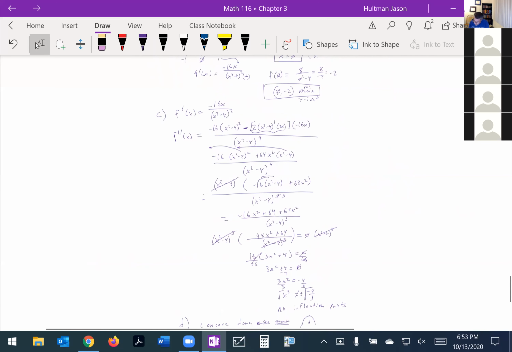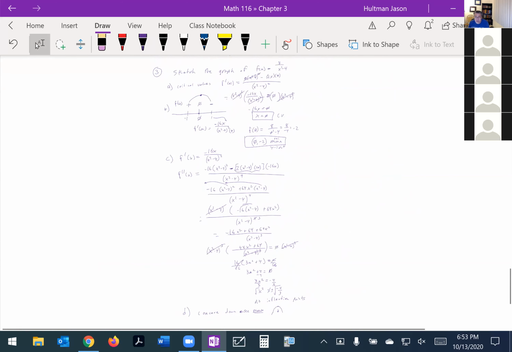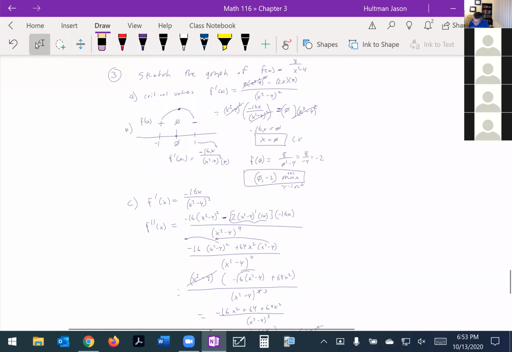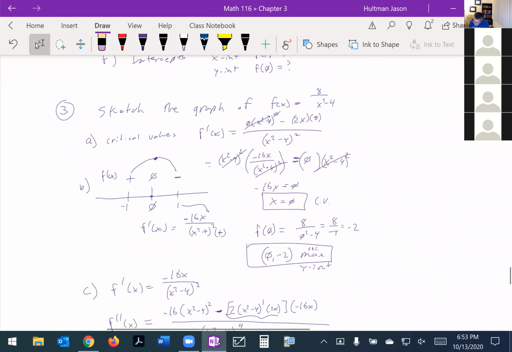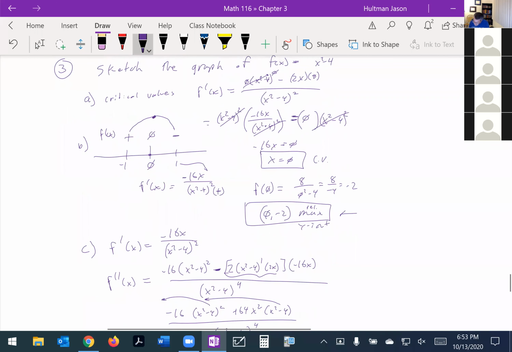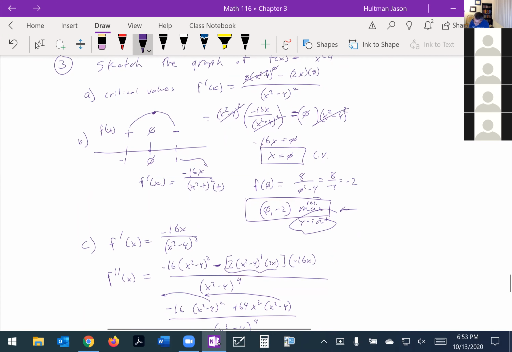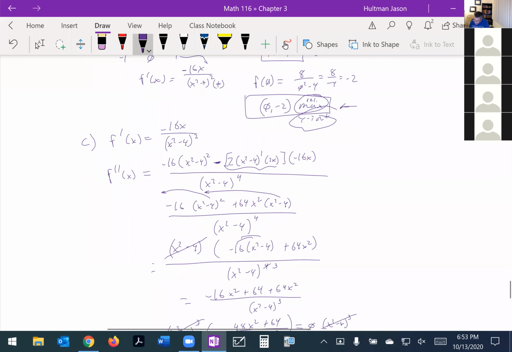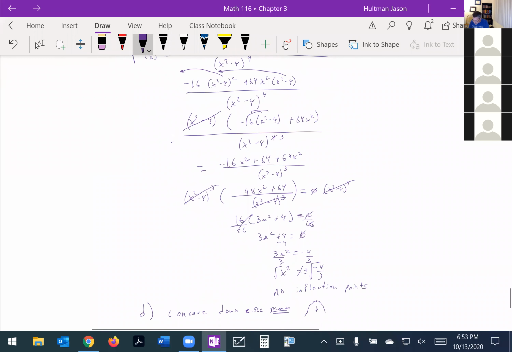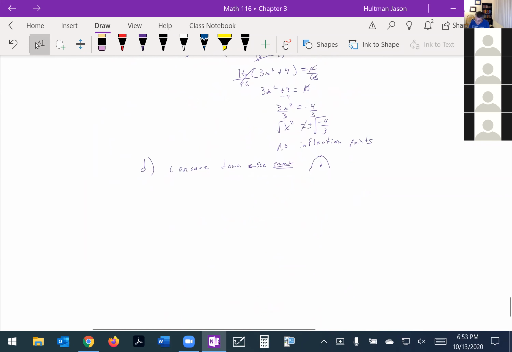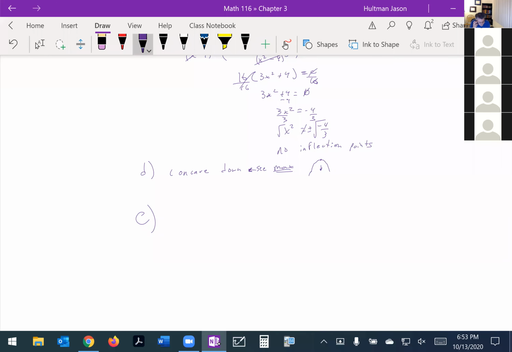Let's zoom out here. What have we found so far? We found that there's a critical value at 0. We found our max, which is also our y-intercept. Our max and our y-intercept. We found that there was no inflection point and it's always concave down. So let's go to E now. What was E? E was to find the asymptotes. So what was the function? F of x is equal to 8 over x squared minus 4.